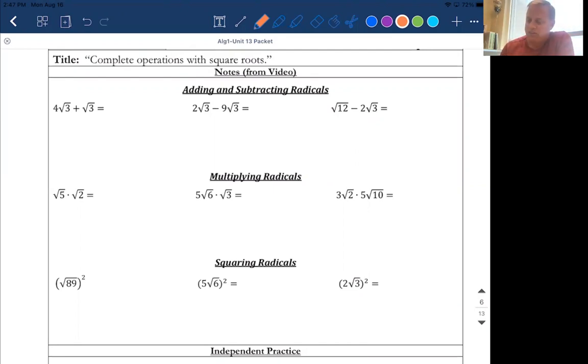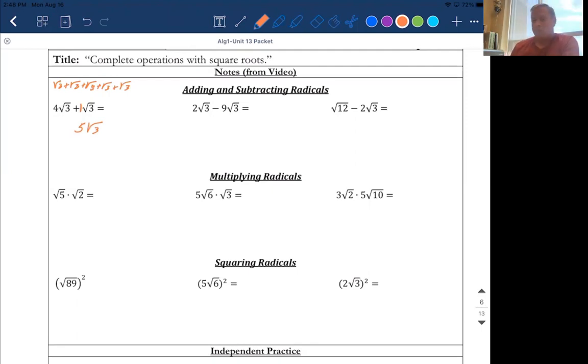Well, if you consider this, this is really a 1 in front of the square root of 3. That's its coefficient. So 4 square root of 3 plus 1 square root of 3, we have 4 plus 1. So this turns out to be 5 square root of 3. And what you do is you think of it this way. 4 square root of 3 really means that I have a square root of 3, another square root of 3, another one, and another one. And I get one more. 1, 2, 3, 4, 5.